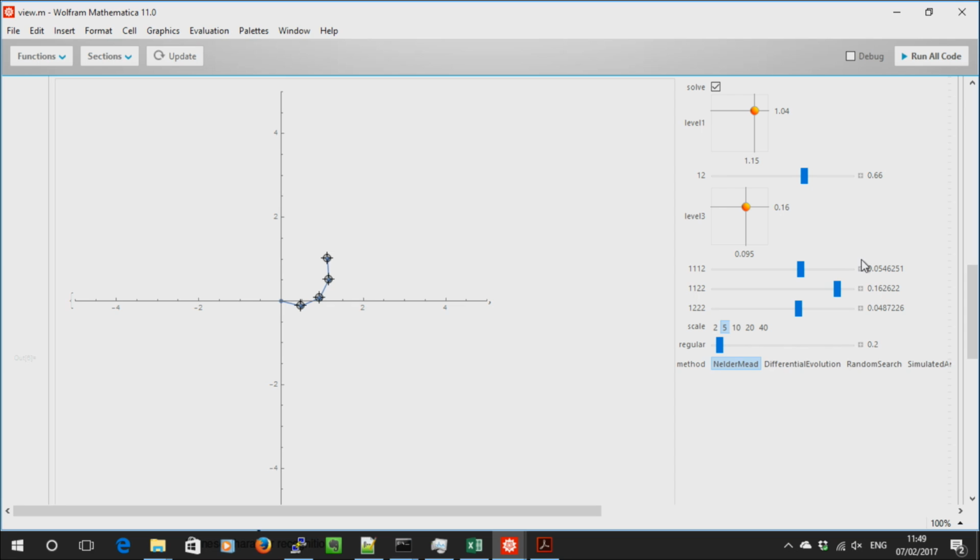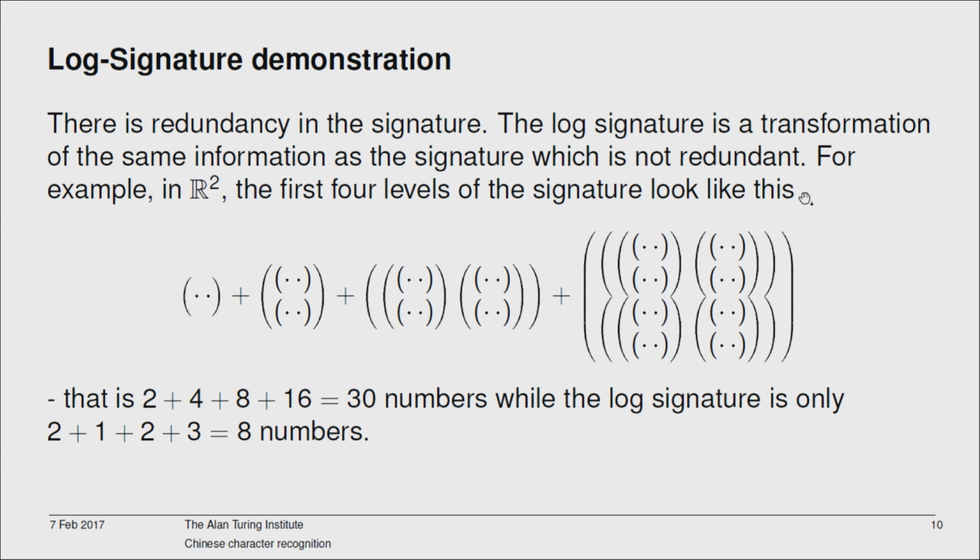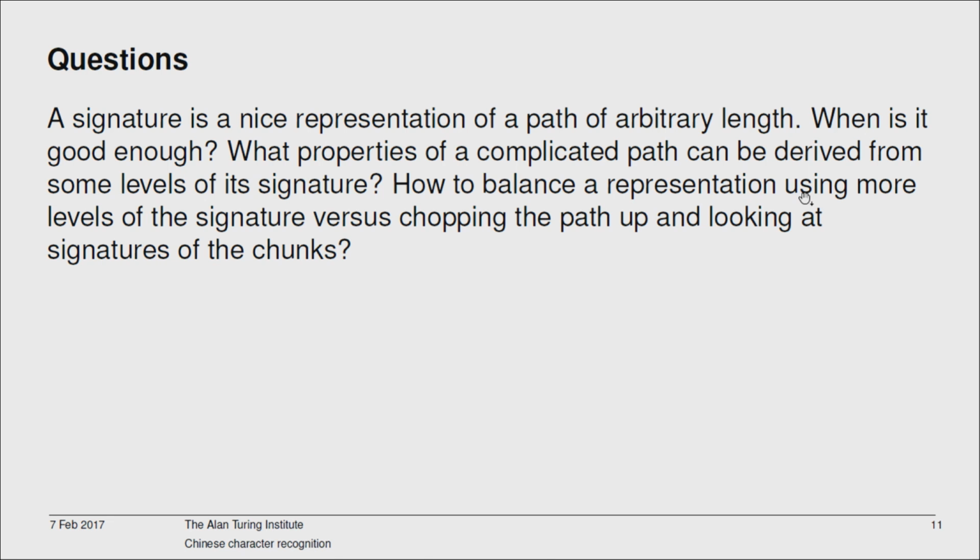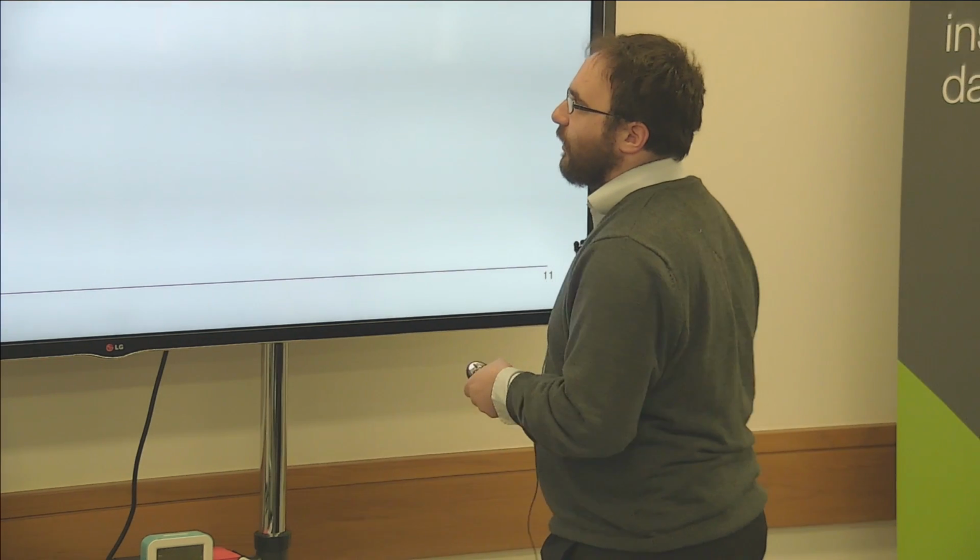So smooth changes to any of the widgets on the right map to smooth changes to all the points on the left, in a smooth way. But for the higher ones, it's quite difficult to explain how that works. Hopefully that gives you a feel for the signature as a summary of a little path. Let me go back to my slides. So some questions about using the signature in a machine learning setup like this might be: how many levels should I use?